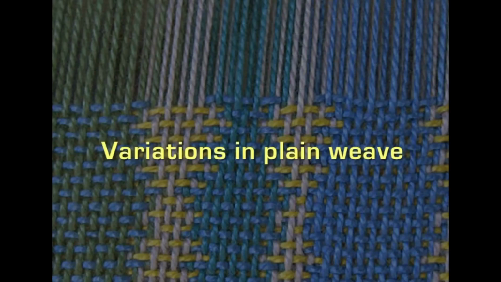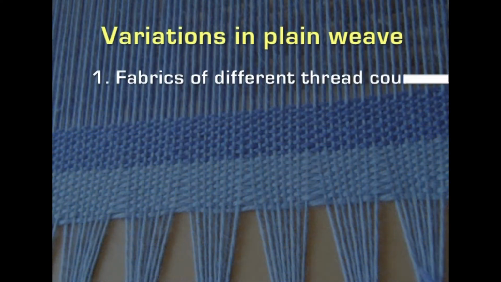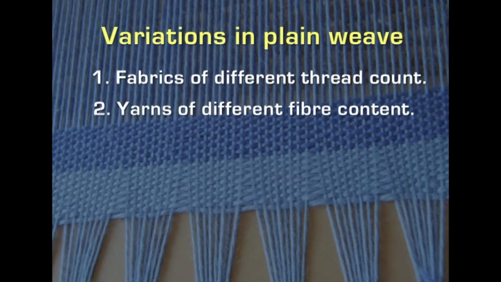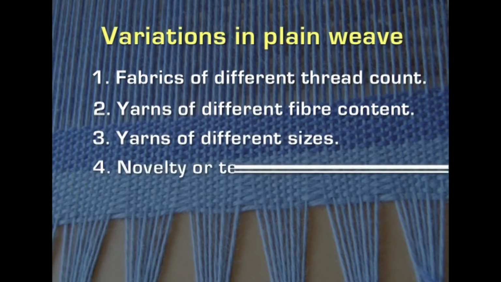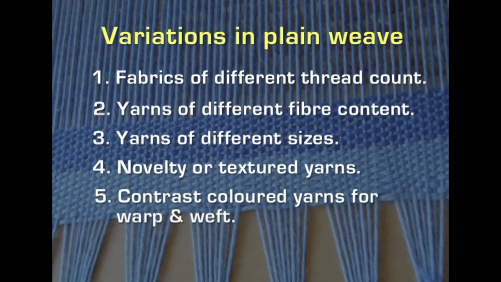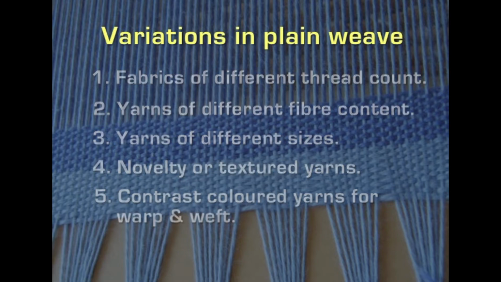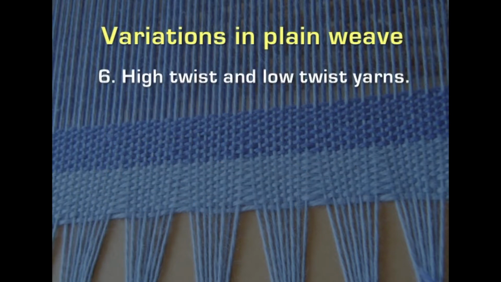The variation in plain weave we can bring out in different ways. One is that we use different thread counts, that means more number of yarns, different fiber content in the yarns, yarns of different sizes, novelty or textured yarns, having contrast colors, which will be able to produce variety. Then yarns with high and low twist, and we can also combine this high and low twist either in the warp or in the weft, or in the warp as well as in the weft.